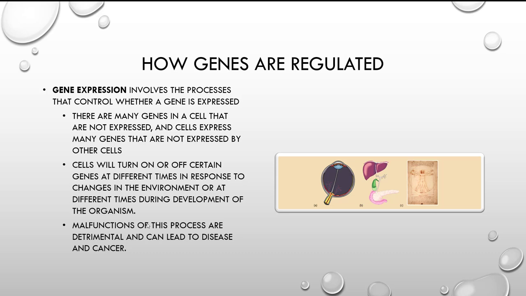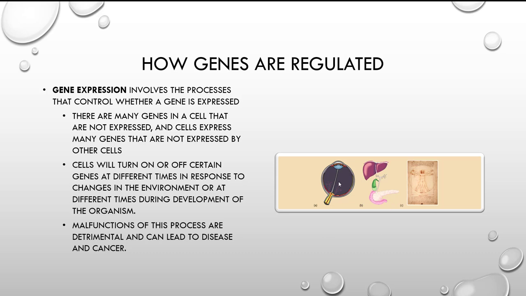But it's a cheek cell, so your cheek cell doesn't need to make all of the proteins to make another one of you, right? We don't need to express all of those genes. So how does that cheek cell know to only express the genes that it needs to do whatever a cheek cell does? There are many genes in a cell that are not expressed, and cells express many genes that are not expressed by other cells.